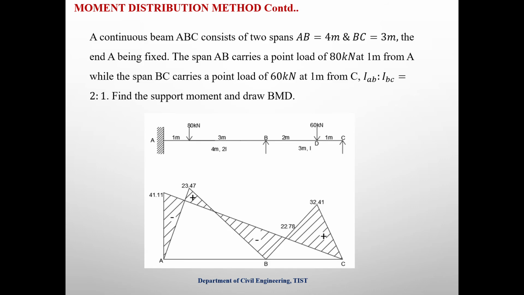Consider one more problem. A continuous beam ABC consists of two spans. AB is equal to 4 meter and BC is equal to 3 meter. The end A being fixed. The span AB carries a point load of 80 kN at 1 meter from A, while the span BC carries a point load of 60 kN at 1 meter from C. IAB to IBC is equal to 2:1. Then this is the load diagram.